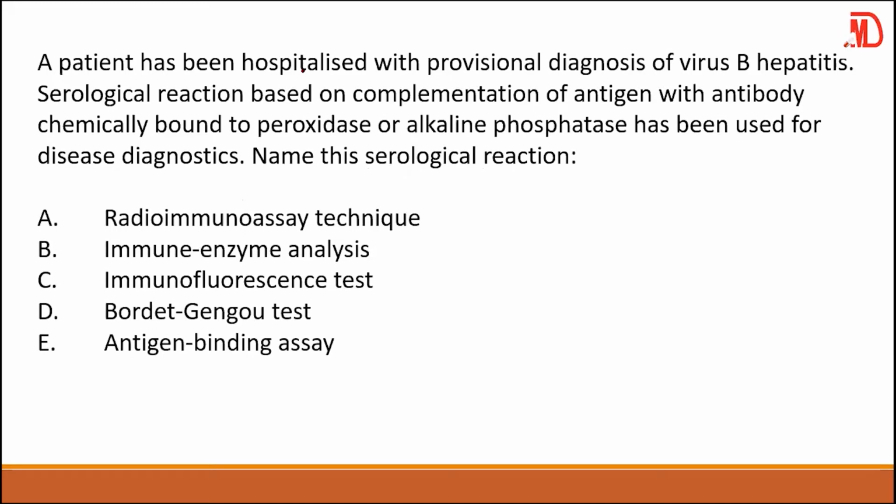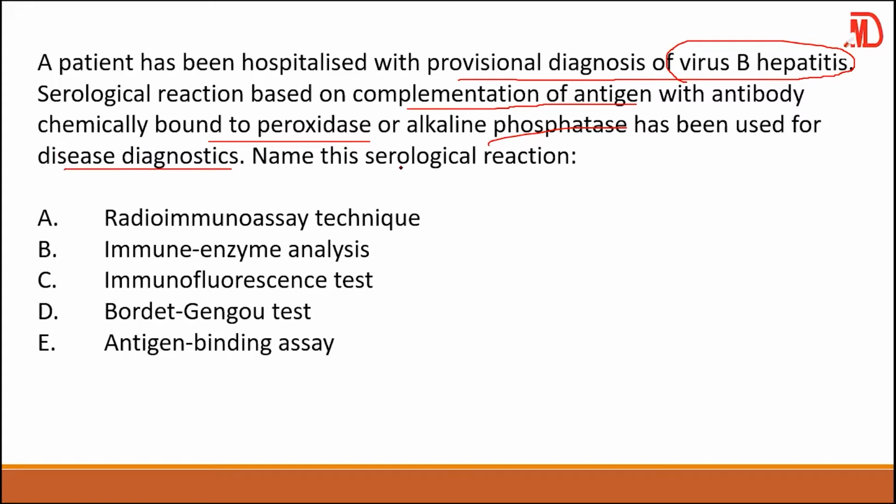A patient has been hospitalized with a provisional diagnosis of hepatitis B infection. Serological reaction based on complementation of antigen with antibody chemically bound to peroxidase or alkaline phosphatase has been used for disease diagnosis. Name this serological reaction.